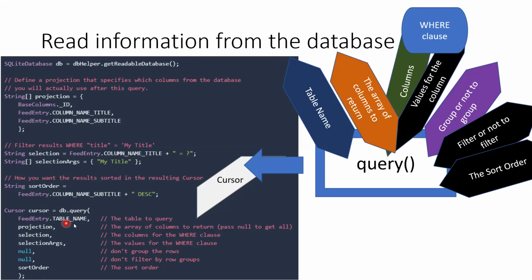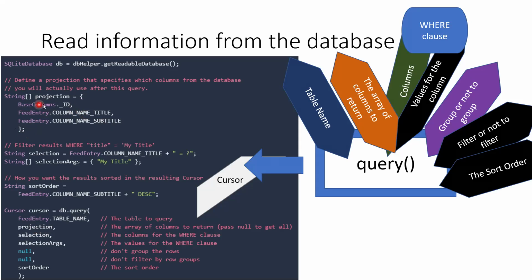So the first thing is you need to mention the name of a table. So here is the name of a table. The second is the array of columns to return, that is projection. Now pay attention over here. The projection is the array of columns. I want an ID, an ID of the base columns.